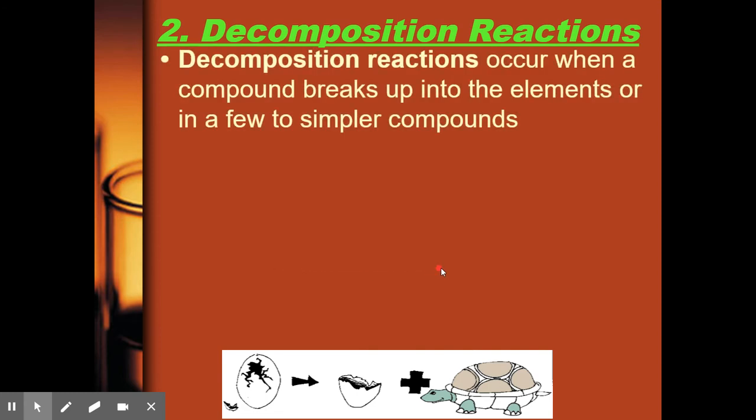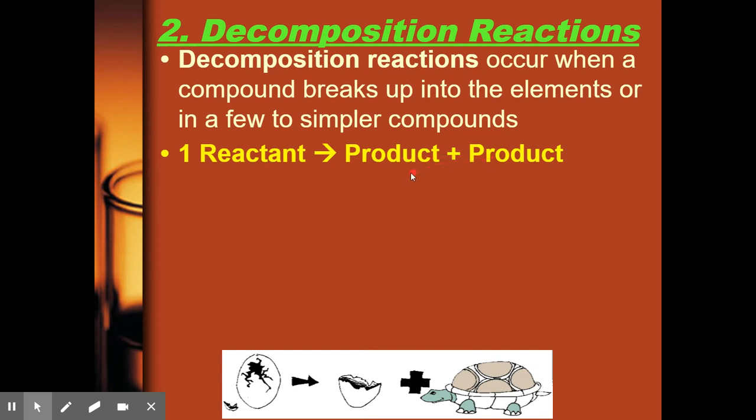Decomposition reactions occur when a compound breaks up into the elements or simpler compounds. More than likely than not, it's going to be elements though. The generic written reaction is one reactant will make a product and a product, whatever those products may be. So in general, I have my general reaction here like I did before. In this case, I have compound AB, and it's going to split apart into A plus B.